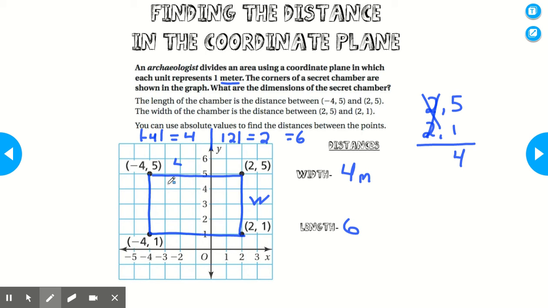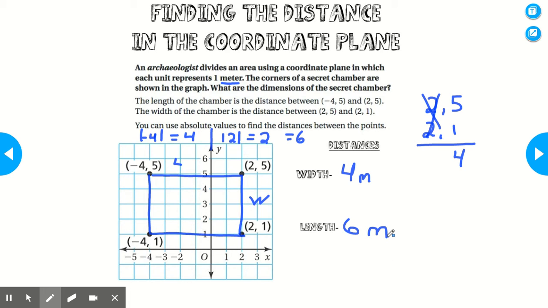So this is a unit of 4. We'll verify that. From here is 1, 2, 3, 4. From here is 1, 2. So then together we should have 6 if we count 1, 2, 3, 4, 5, 6. So we have 6 meters for the length.